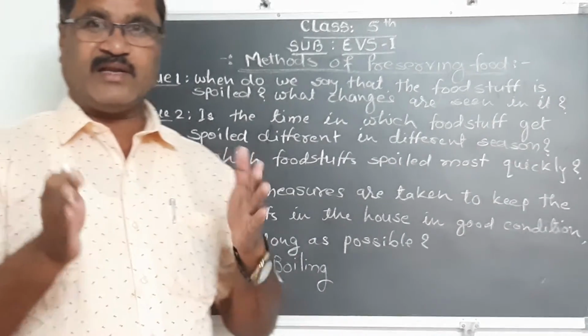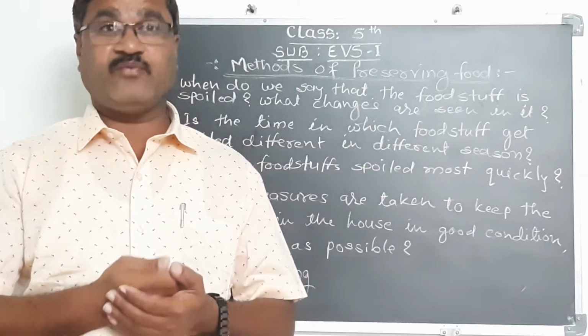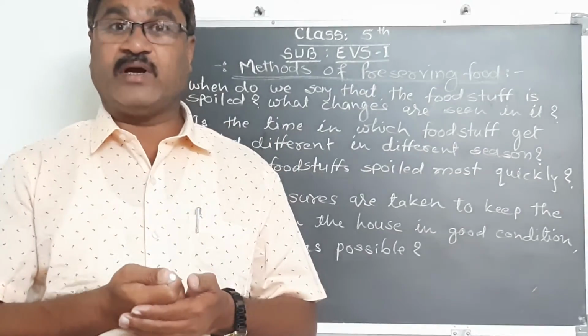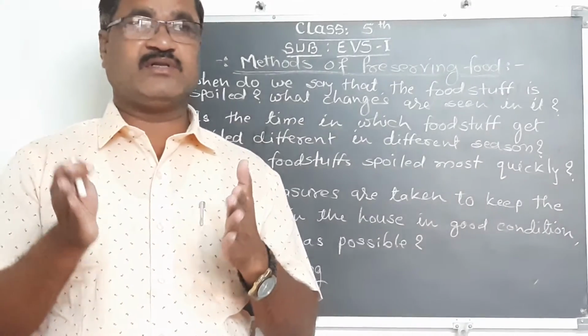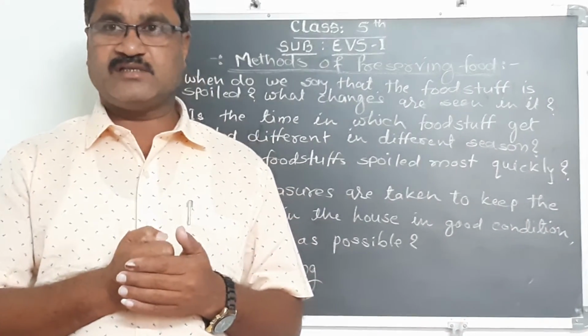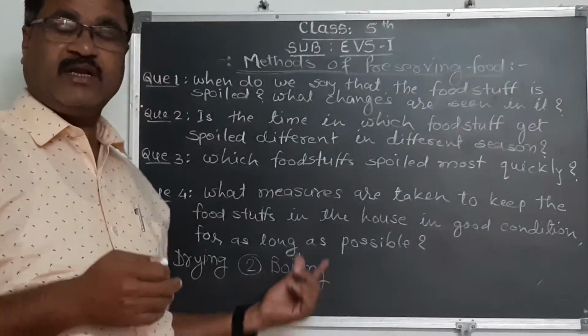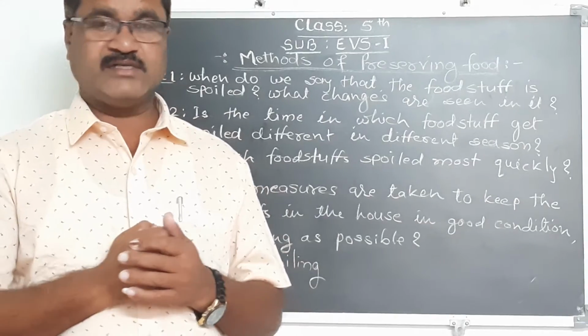Because milk is such a type of food material which is spoiled quickly. If we do not boil it, then it can be spoiled quickly. That's why for such substances which have more liquid, we boil them again in order to prevent spoiling, isn't it?